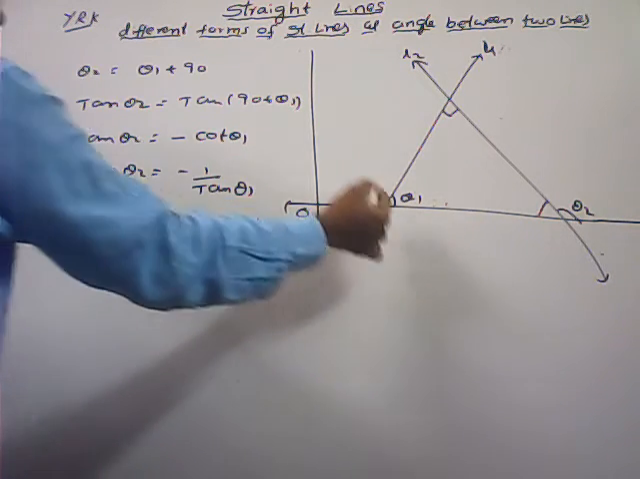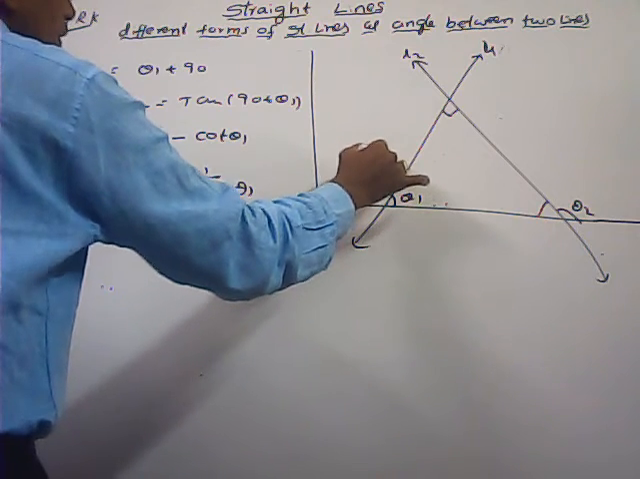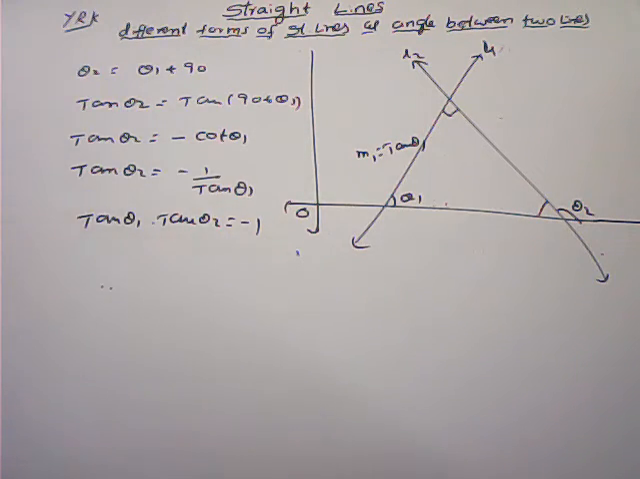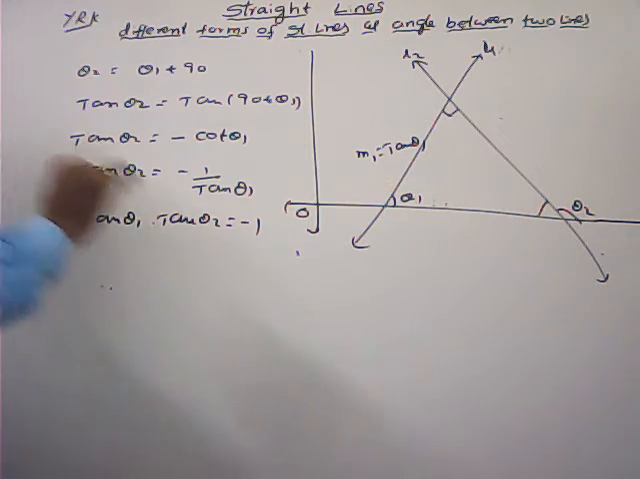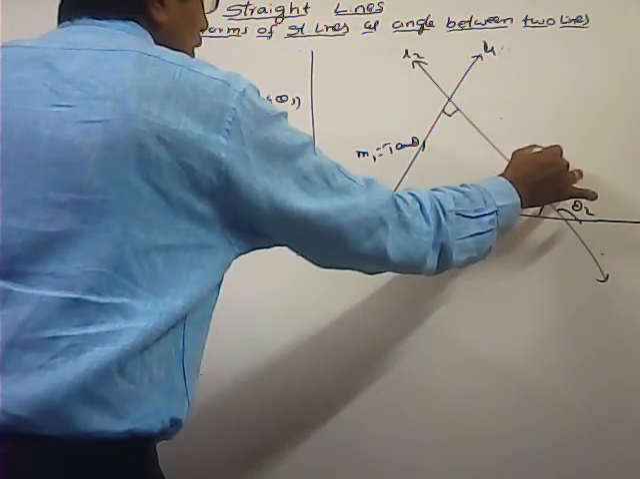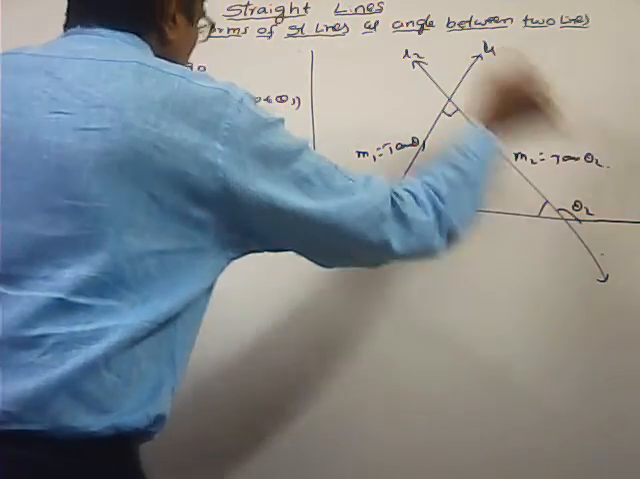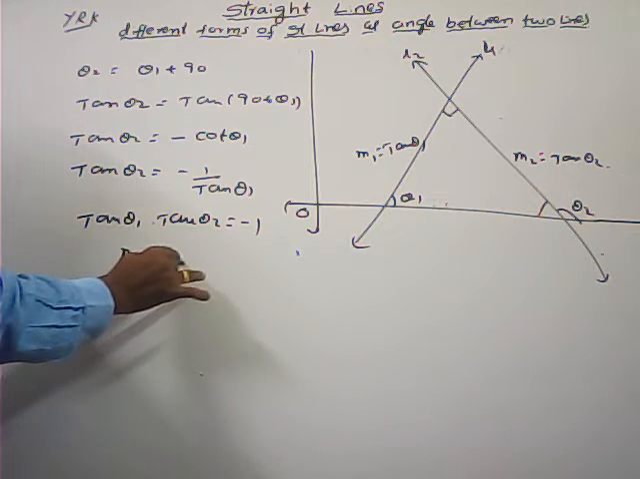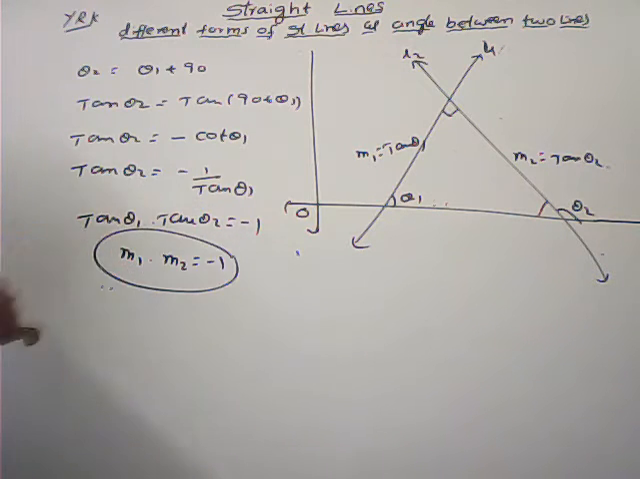If the inclination is theta 1, we say the slope is tan theta 1. If the inclination is theta, slope is equal to tan theta only. The inclination is the angle made by the line with the positive direction of x-axis. Here theta 2 is the inclination, so slope of this line m2 is equal to tan theta 2. Here tan theta 1, that is m1, into m2 is equal to minus 1. If two lines are perpendicular, then the product of their slopes is equal to minus 1.